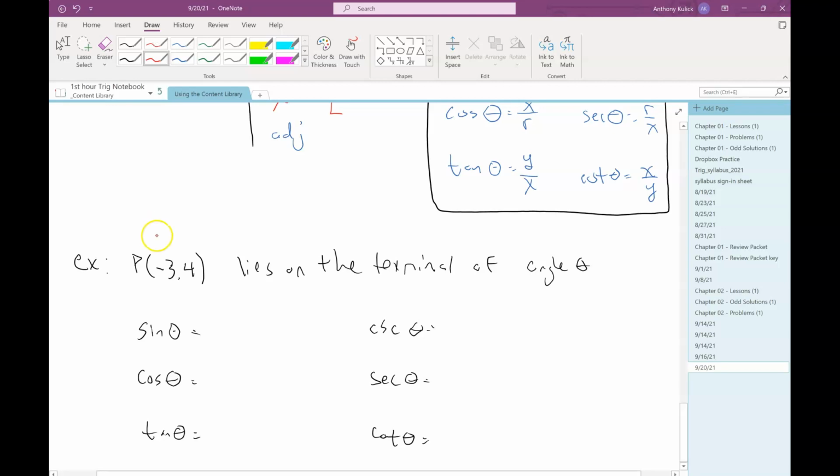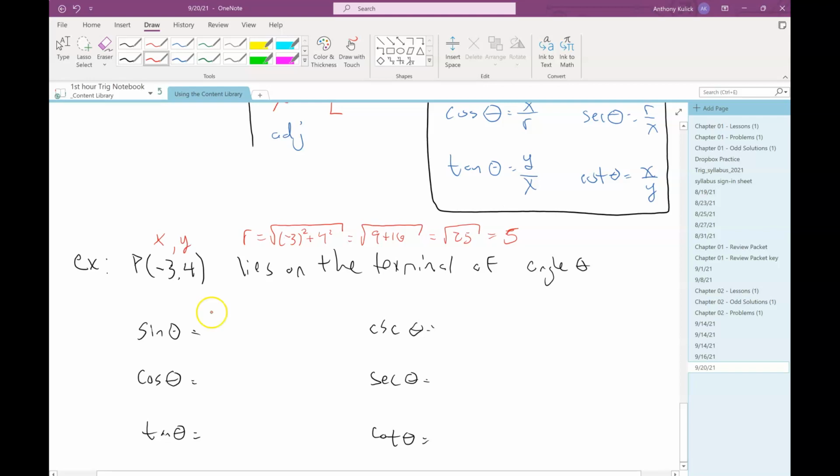So obviously we know what x and y is, right? X is negative 3 and y is 4. We still need to find r though. In this case, that's just going to be 5. Everybody happy there?